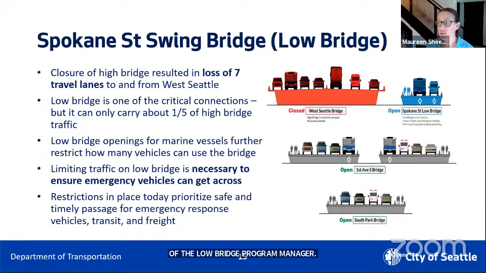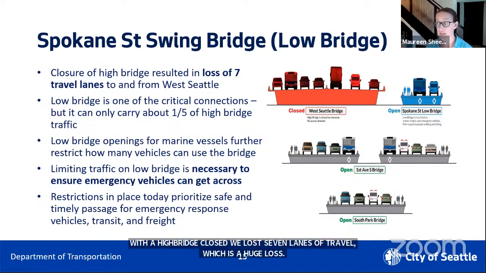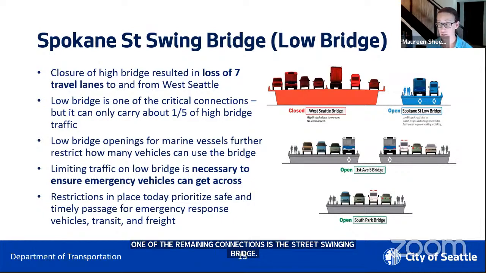So when the high bridge closed, we lost about 7 lanes of travel, which is a huge loss. One of the remaining connections is the Spokane Street Swing Bridge, also known as the Low Bridge, which is located directly under the high bridge. The low bridge carries about 1/5 of the number of vehicles as the high bridge. It also opens regularly for boats to pass, which interrupts traffic on the bridge.